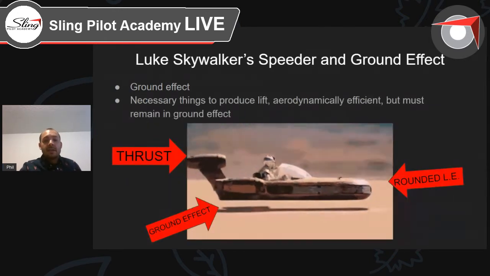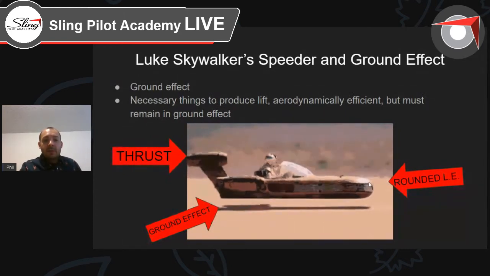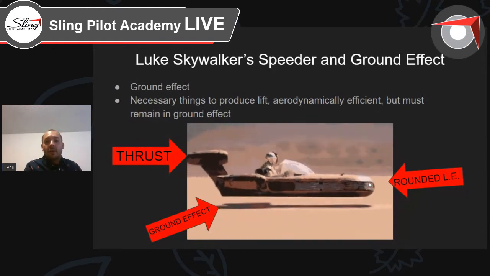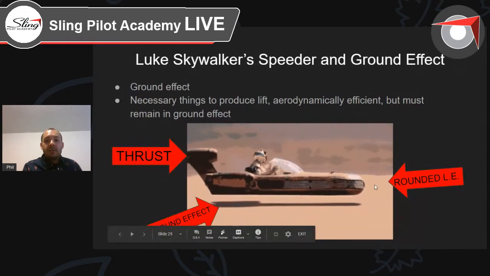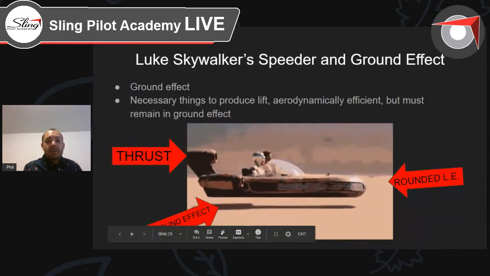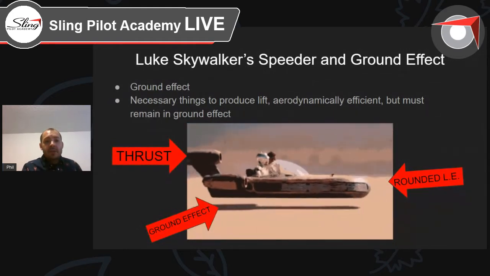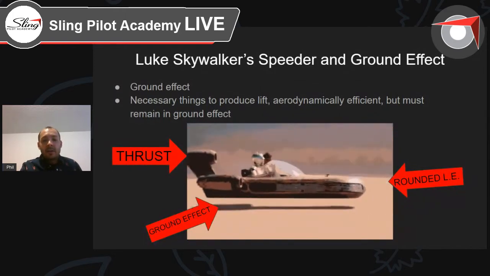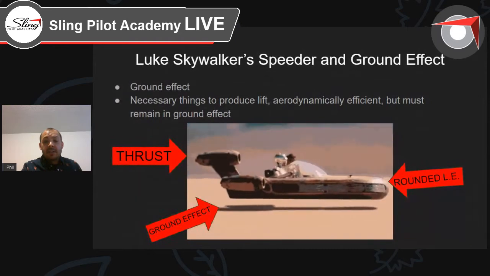But first, let's look at the speeder here. Of course, it's fictitious, but we see a lot of the same characteristics in an airfoil that we already saw before. We see a rounded leading edge to deflect that air. It's a symmetrical shape, with the thrust from those jets coming out the back. I hope he has a multi-engine rating for that. I wonder if that'd be considered a multi-engine land, even though it never touches the land.